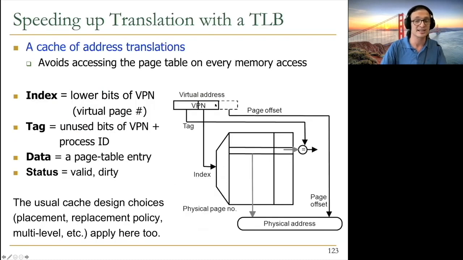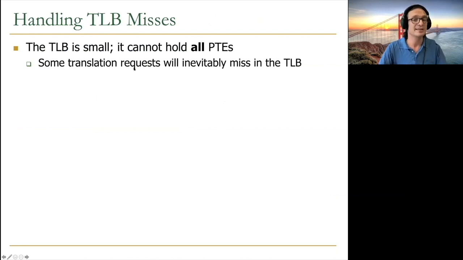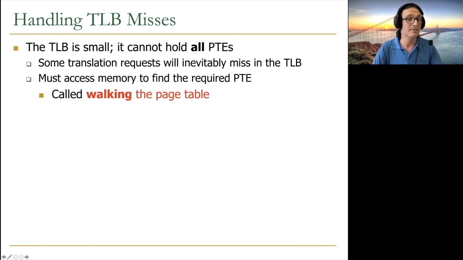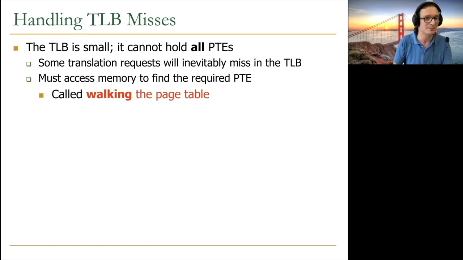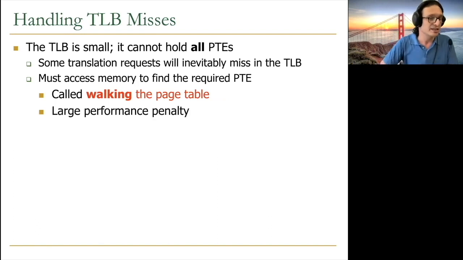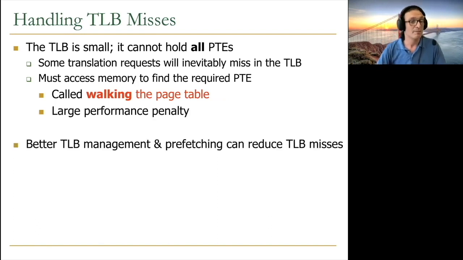Okay, we already discussed the TLB. This is a more generic explanation, so you can take a look at it. But basically, the TLB is small. It cannot hold all PTEs. Some translation requests will inevitably miss in the TLB. So you must access memory to find the required PTE. This is called walking the page table. Essentially, you walk all levels of the multi-level page table to get to the page table entry you're looking for. And this takes a long time, as you know, right? There's a large performance penalty. So better TLB management and prefetching can reduce TLB misses, just like better cache management and prefetching.